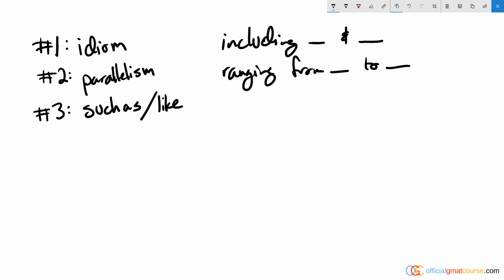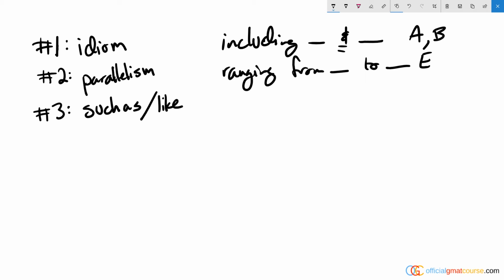If you look at answer choice A, it says including paintings to sculpture. It should be including paintings and sculpture. And so answer choice A is out. Answer choice B, including paintings to sculpture, same problem. Answer choice C, we get including and, which is fine. In D, we get ranging from blank to blank, which is fine. But in E, we get ranging from paintings and sculpture, which means answer choice E is out. Okay, so these would be good screens.